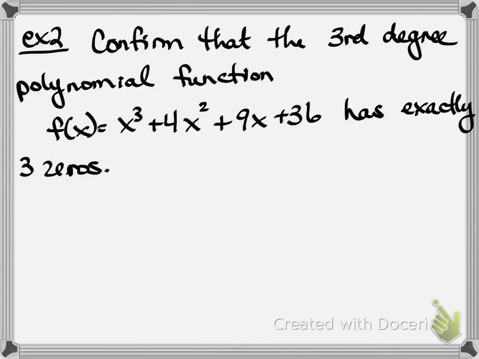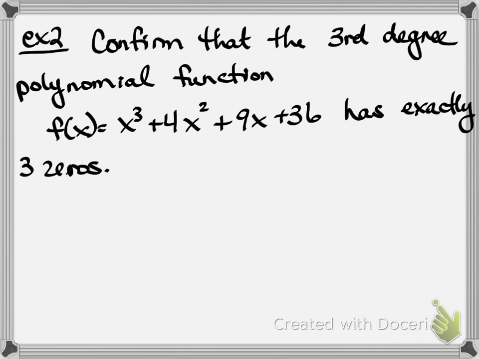Okay, example 2. We're going to confirm that the third degree polynomial function, f of x equals x to the third plus 4x squared plus 9x plus 36 has exactly 3 zeros. And we're going to confirm that by solving it, trying to find the zeros.